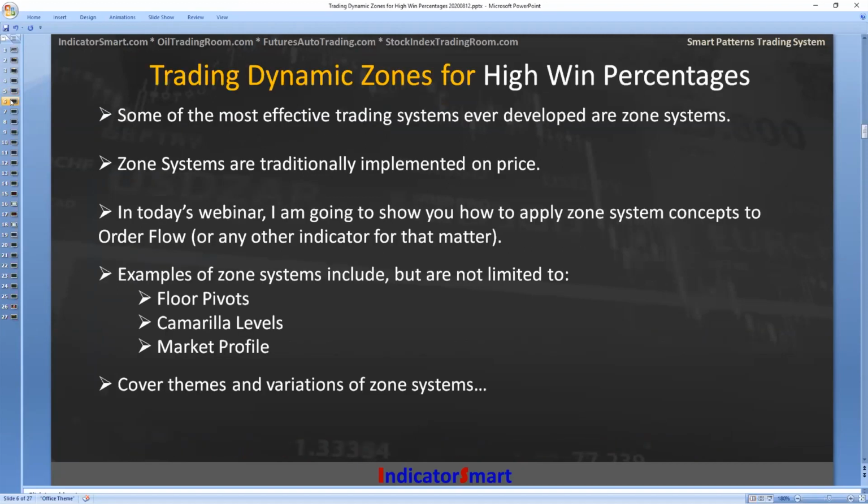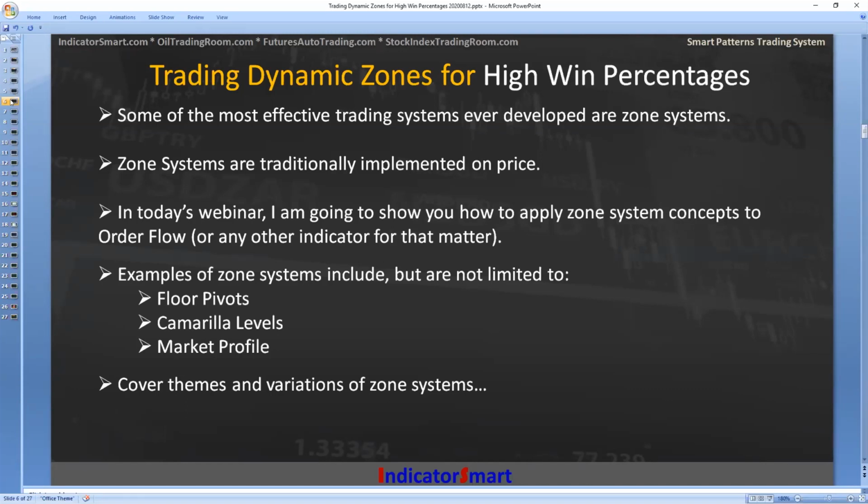Super important stuff. Some of the most effective trading systems ever developed are zone systems. Zone systems are traditionally implemented on price. So in the webinar, I'm going to show you how to apply a zone system. We're just going to cover it conceptually, pretty much. I'll throw a few little bones in there, things that took years to figure out. And you can take each one of those as a page or whatever.